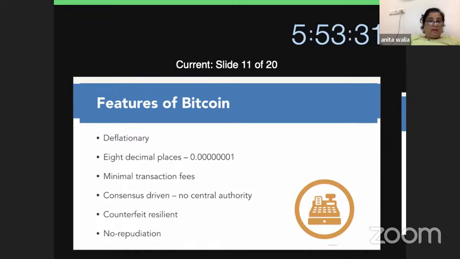The other attractive feature about Bitcoin, what I found, is that there is no minimum transaction fee. Anybody can transact over the Bitcoin blockchain at a very little cost. And because there is no central authority behind it, like in India, we have RBI, Bitcoin is consensus driven.